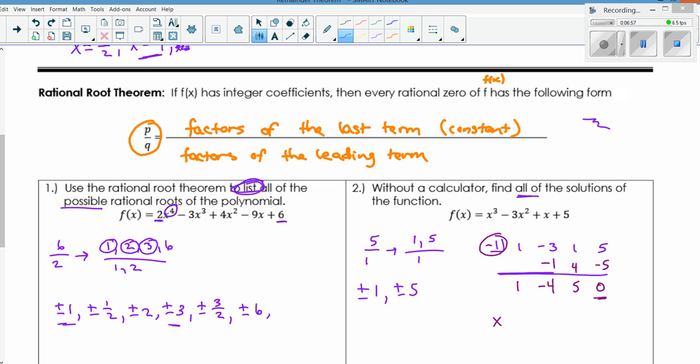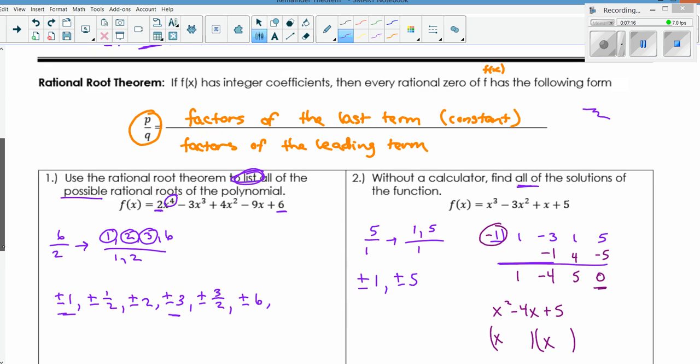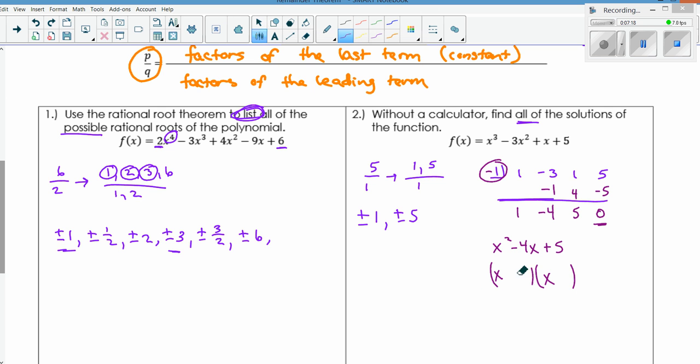And now I'm going to factor. I have x squared minus 4x plus 5. So if I try to factor this, multiple factors of 5 would just be 5 and 1. Notice though that none of those are going to give me a negative 4, which means that this is not factorable. That doesn't mean that there's not real solutions, but that means now I have to use the quadratic formula. Remember the quadratic formula?